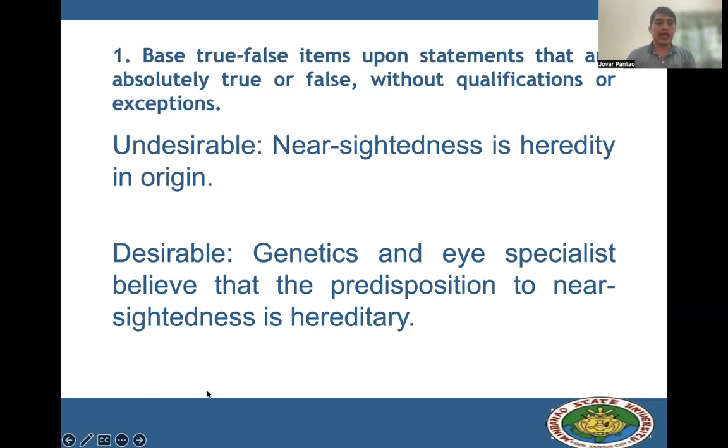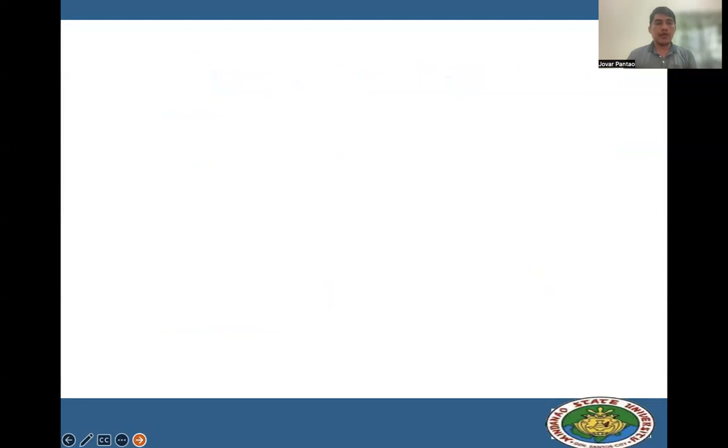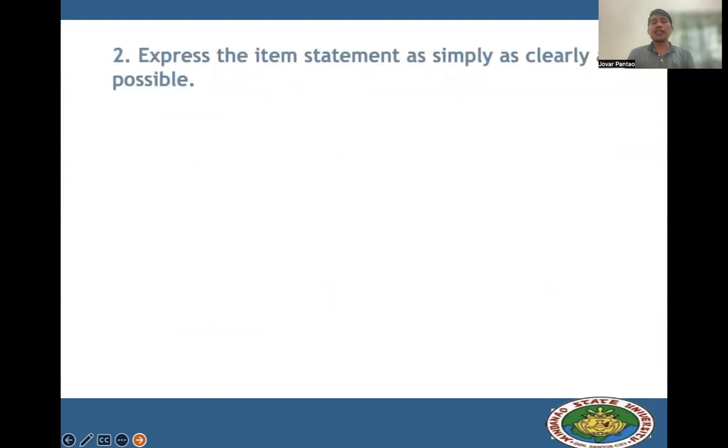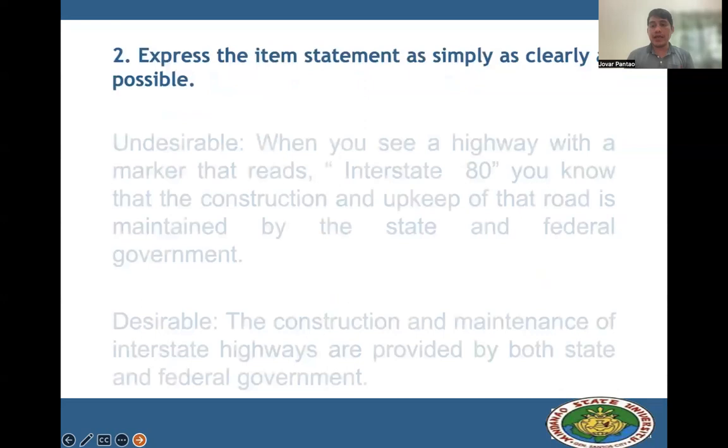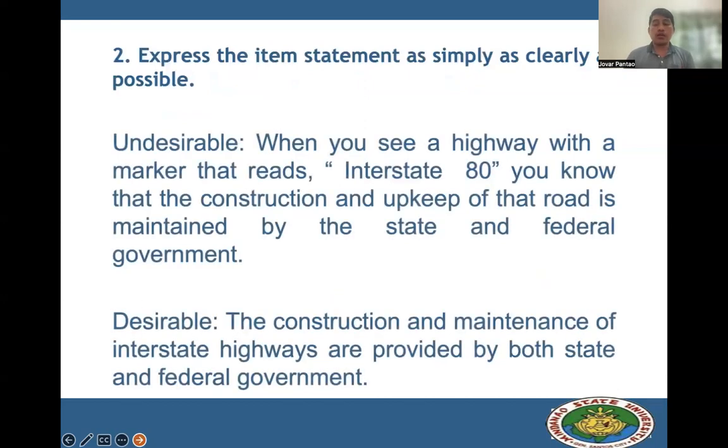Let's move on to the second rule. Rule number 2: express the item statement as simply and as clearly as possible. So avoid awkward arrangement of words when you're going to state something. What you need to keep in mind is that when stating a statement in true or false test items, it has to be simple and it has to be clear.